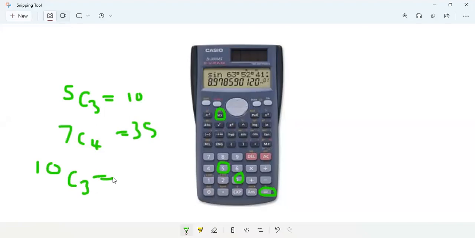You don't need to draw the Pascal's triangle. What are you getting? 120.